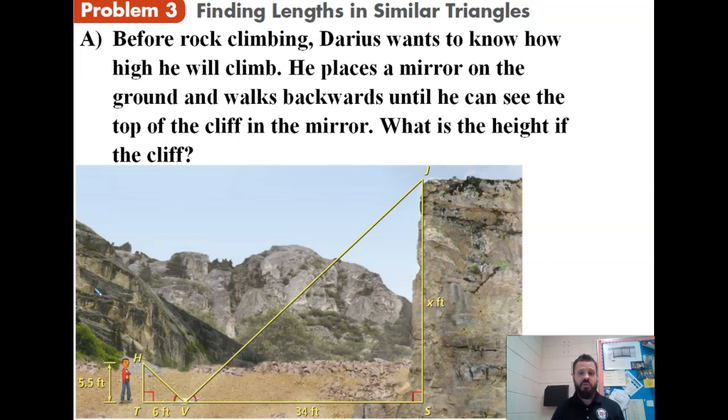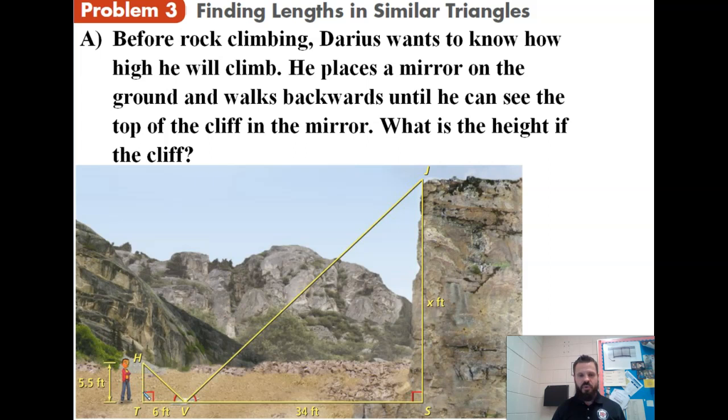Okay, so the idea of an indirect measurement is there's something that's difficult to measure. Okay, the cliff in this case. We don't want to have to climb to the top of it and drop a tape measure down to figure out how tall it is. We like to know how tall it is before we climb it. So instead what we'll do is we'll measure things that are easy to measure directly. Okay, it would be easy to use a tape measure and find this 34 feet or this 6 feet. Okay, or we could just pace it out. You probably know how tall you are or how tall your eye level is.